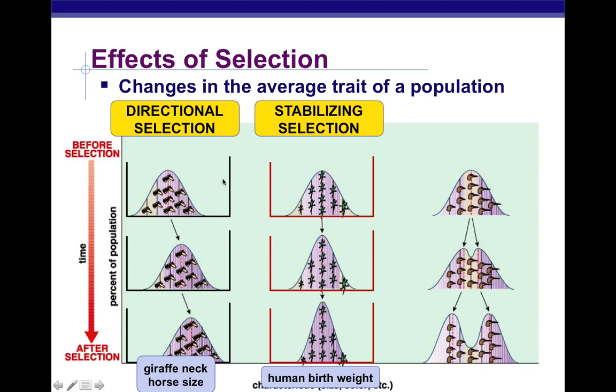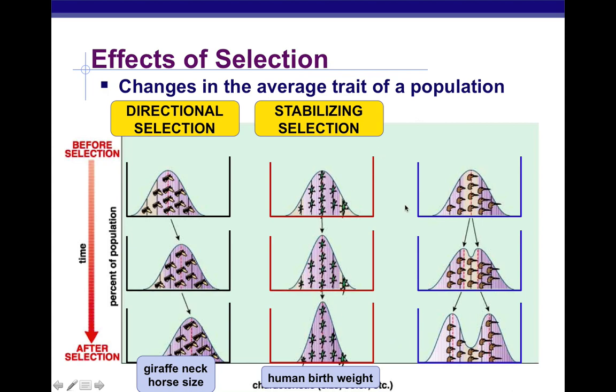Over here, the trait of the long neck or large size of horse is selected for. Here, the medium-sized birth weight is selected for because it's the most easily birthed. It's easy to be born from being that size.